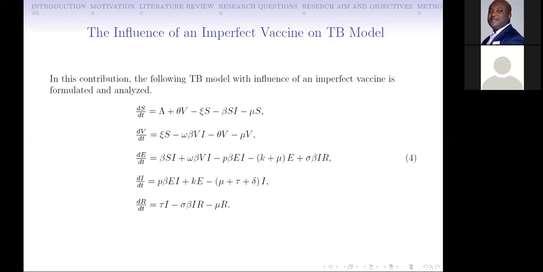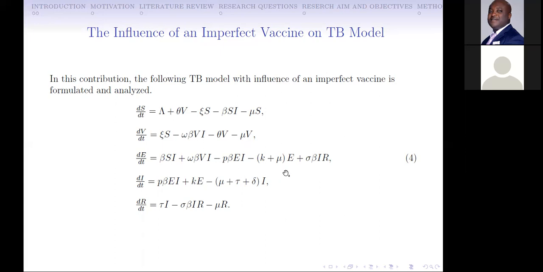Here, our third problem is the influence of an imperfect vaccine on TB. Vaccination reduces the infection. What we mean by an imperfect vaccine is partial protection. It means that it does not protect all immunized individuals. So in this contribution, the following TB model with influence of an imperfect vaccine is formulated and analyzed.